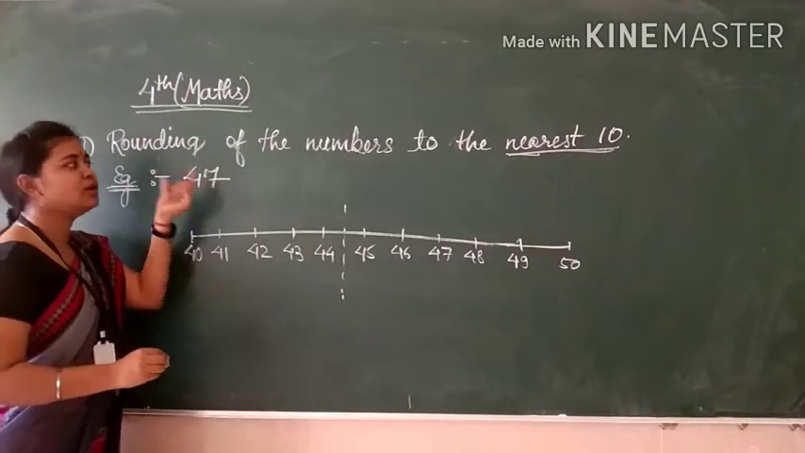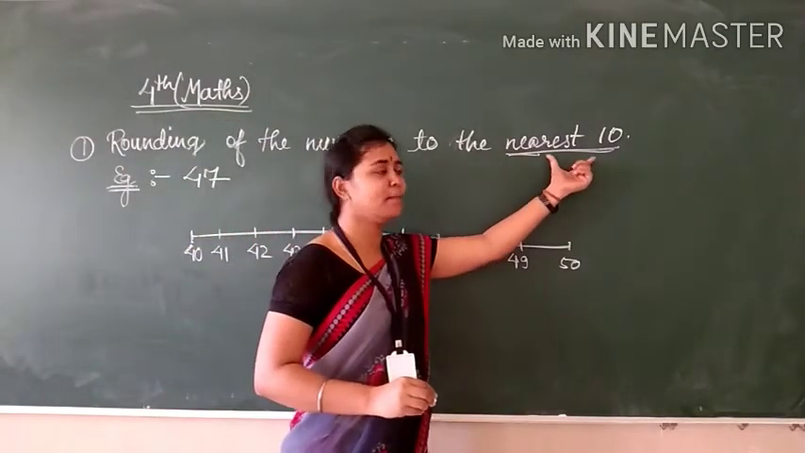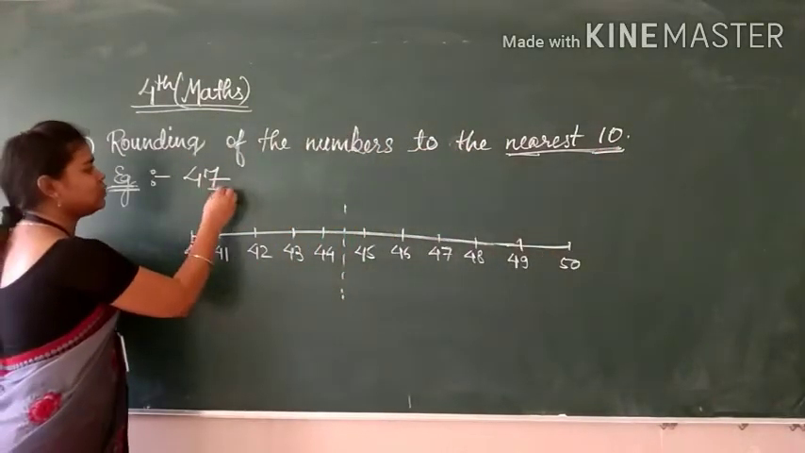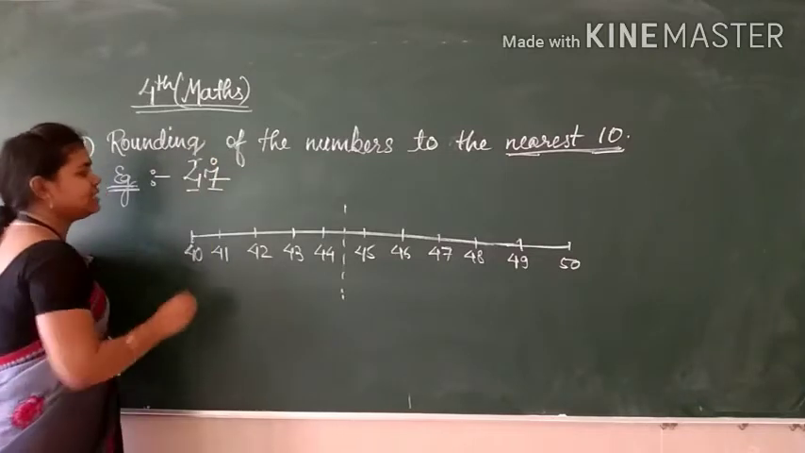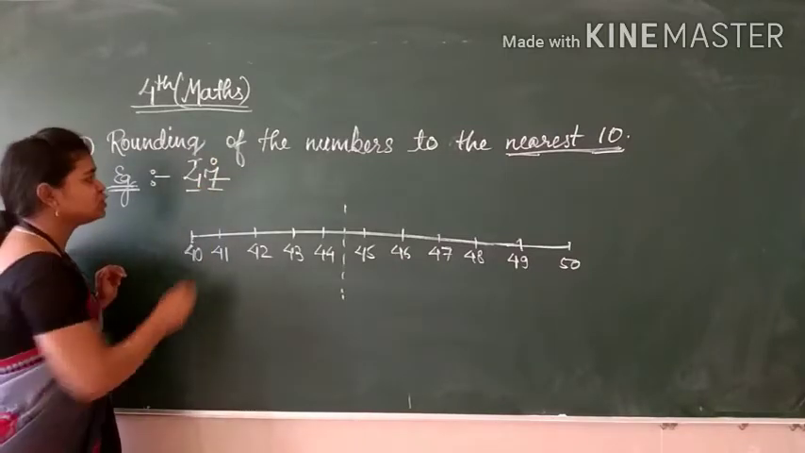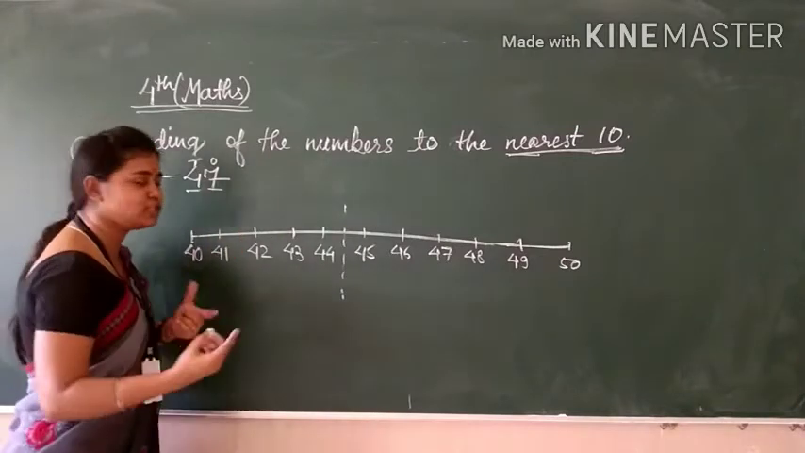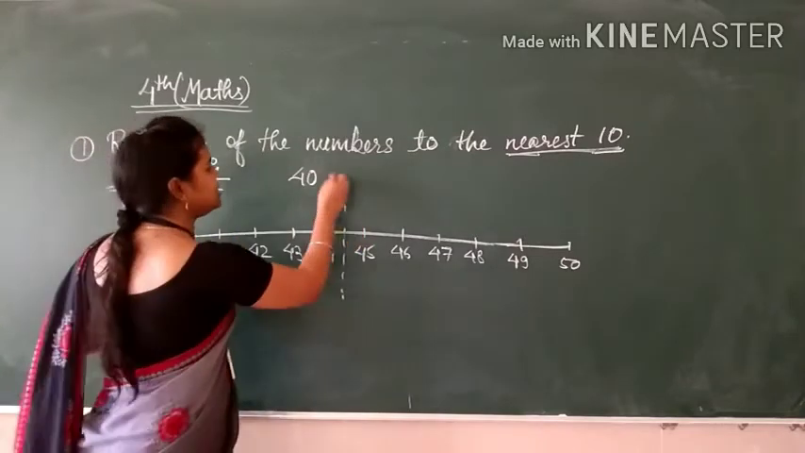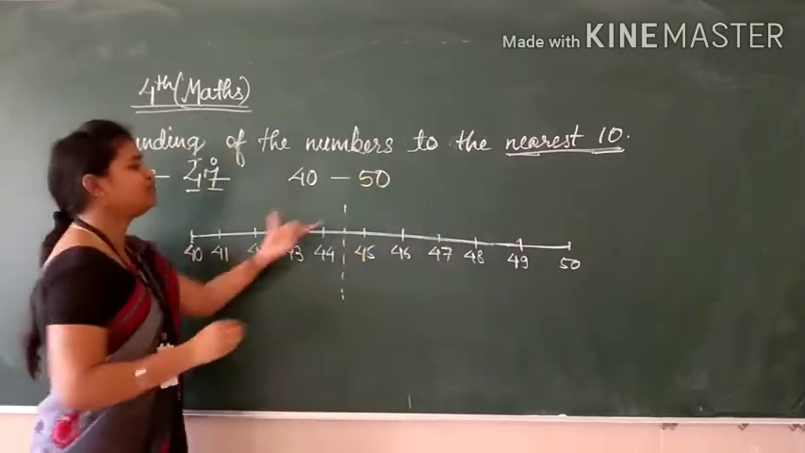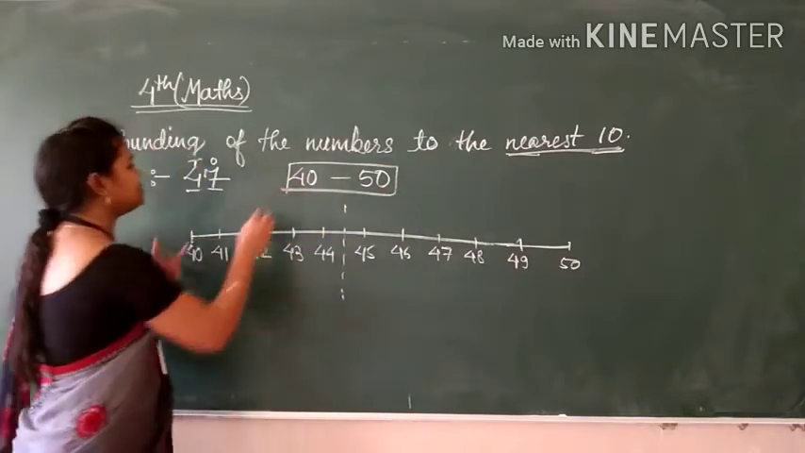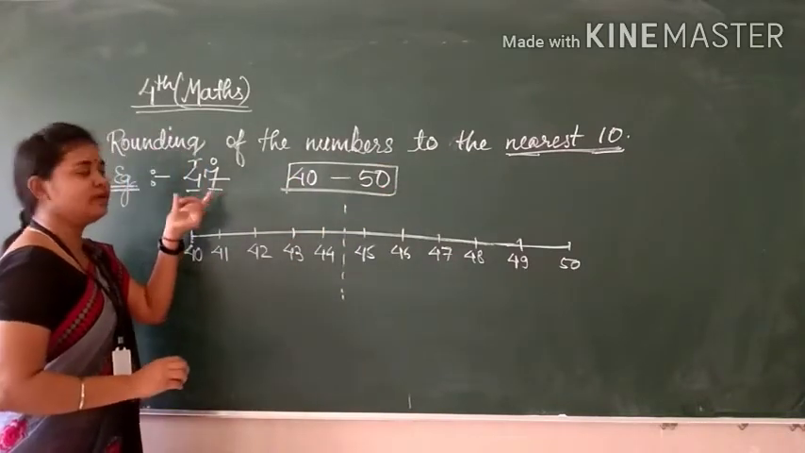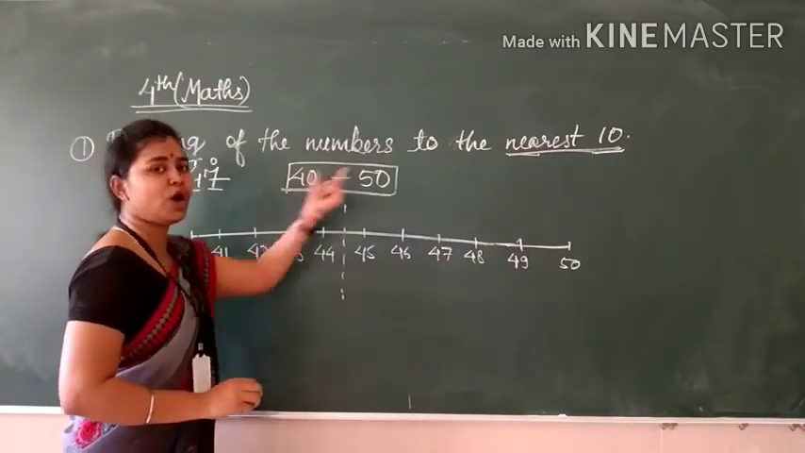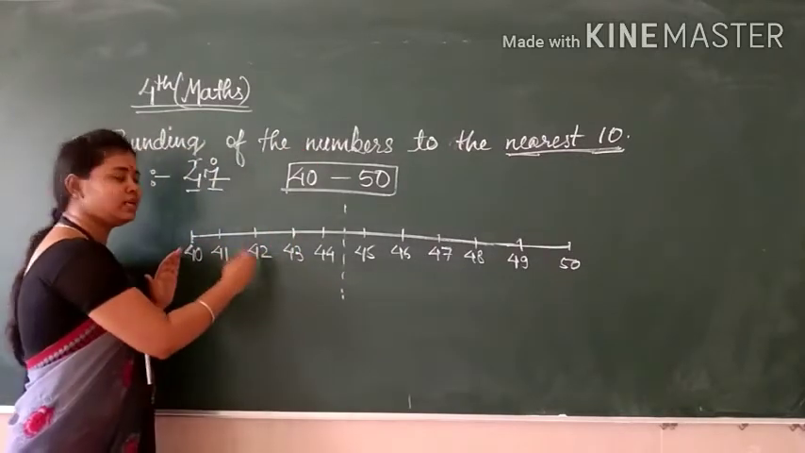See 47. Rounding of the number to the nearest 10 means we have to see the tens place of the number. See, this is the ones, this is the tens. Tens here is 4. So 4 and 0. Rounding to the tens means we will take 40, and 40 plus 10 is 50. So see here, in between 40 and 50 this number 47 will come. So we will round off 47 to the nearest 10, to 40 or 50. That we will decide in this video.